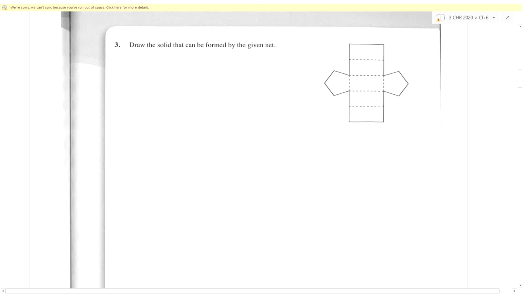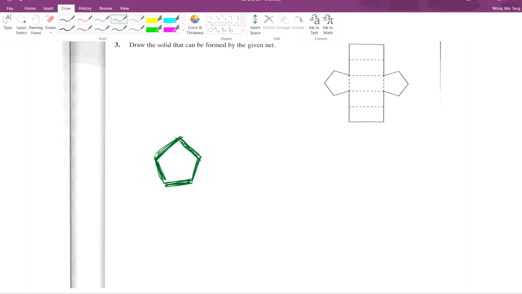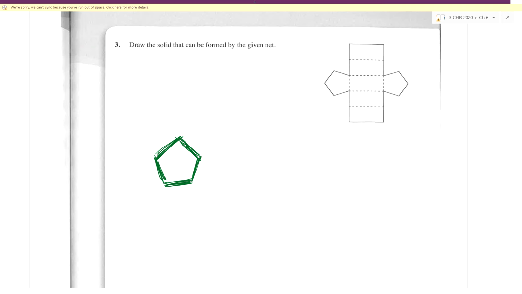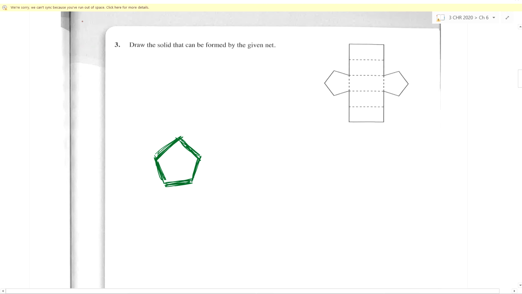This is how I'll do it. Draw the pentagon first, the 5-sided figure. 1, 2, 3, 4, 5. Okay, try and make sure they are the same length as far as possible. Please don't do it like me because I'm not using a ruler. Okay, so I've got my 5-sided figure. Now I'm going to draw the length. I'm going to draw parallel lines. It is important that the lines are parallel. 1, 2.